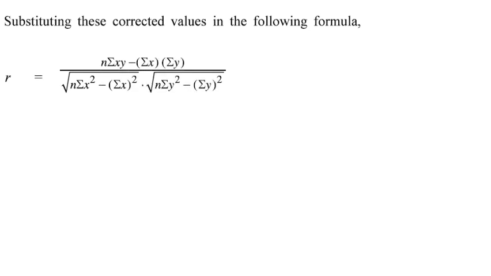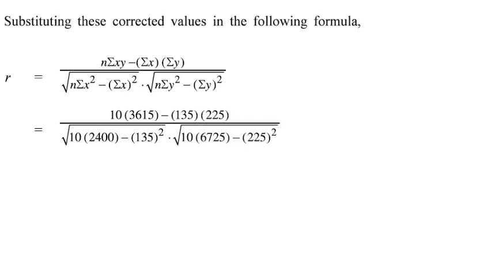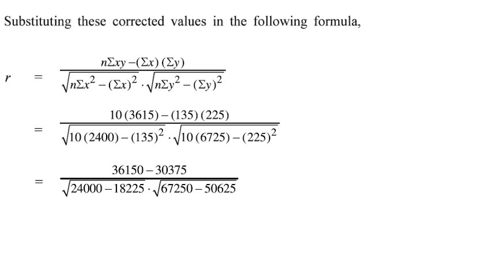We will start by substituting all these correct values into our formula. The formula, as you know, is n summation xy minus summation x summation y, divided by under root n summation x square minus summation x the whole square, into under root n summation y square minus summation y the whole square.